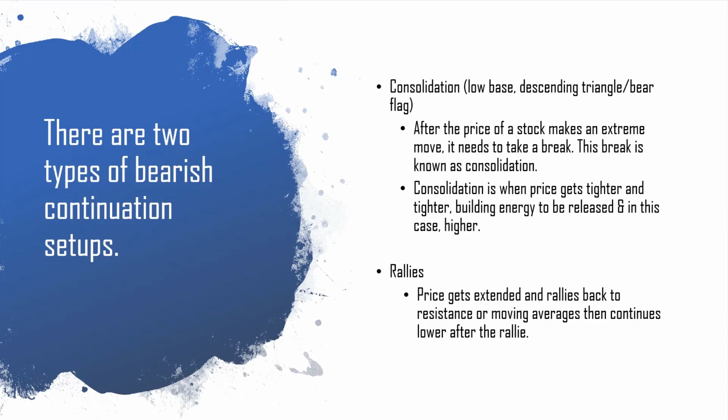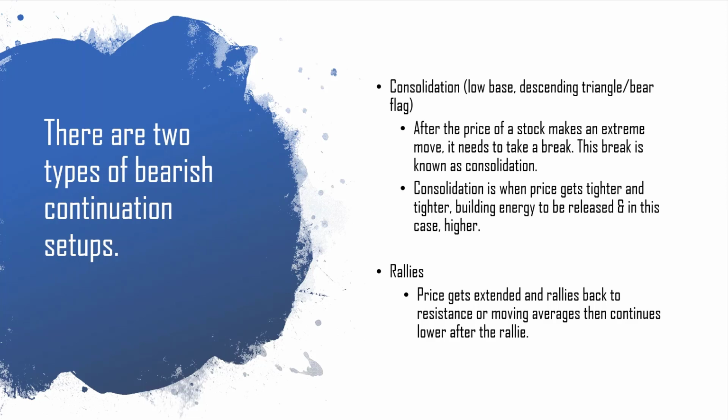Alright, so just like the bullish, there are two different types of bearish continuation setups: the consolidation plays and the rally plays. So there's the low base, descending triangle, and bear flags, just like in the bullish, where there's high base, ascending triangle, and bull flags. And then instead of bull pullbacks, these are bear rallies. So for consolidation plays, after the price of a stock makes an extreme move, it needs to take a break, and this is known as consolidation. The consolidation is where price gets tighter and tighter, building up energy to be released.